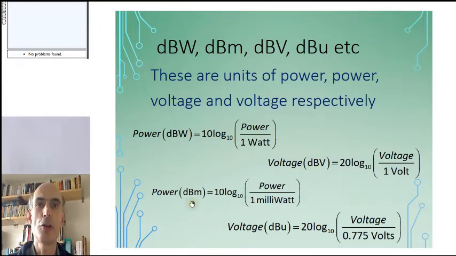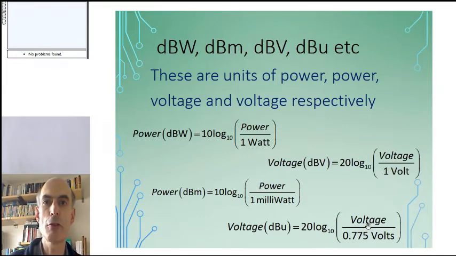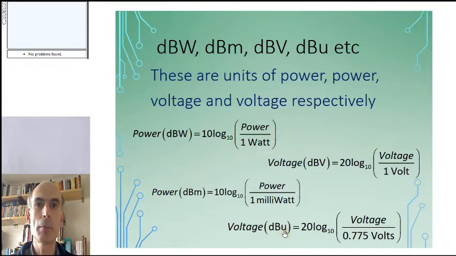We can also use different references. We can use a milliwatt, and that would give us our units of dBm. We can use 0.775 volts instead of 1 volt, and that would allow us to express voltages in dBu. The U means that the reference voltage that we're using is 0.775 volts.